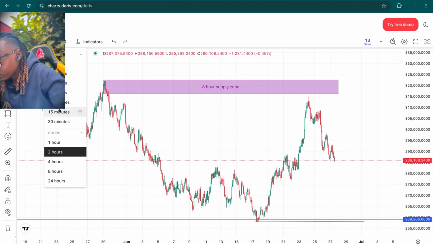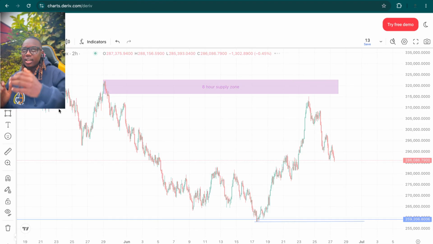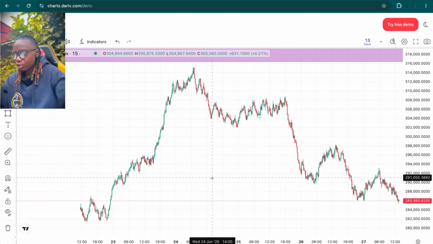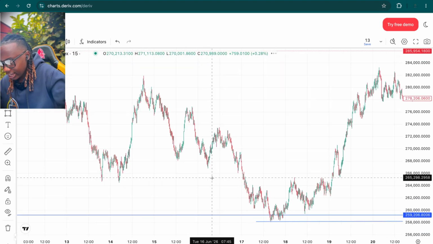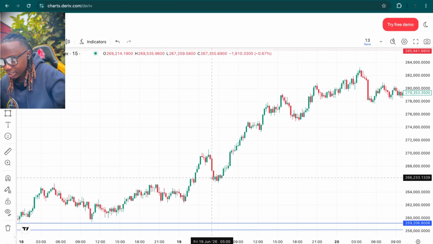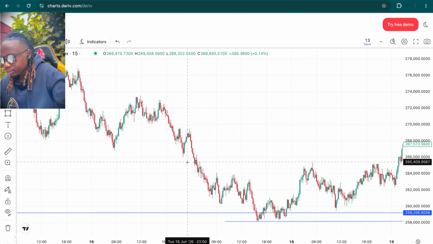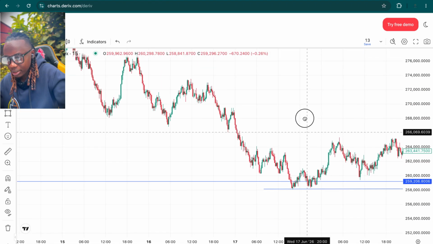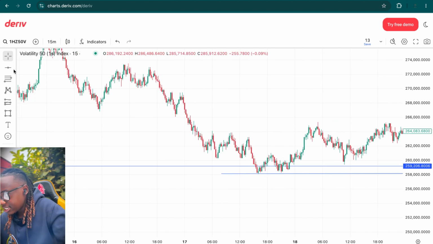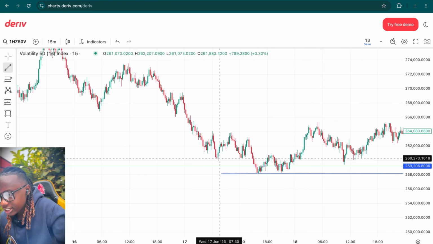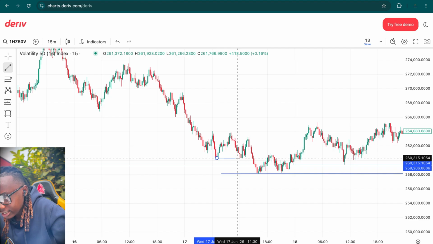and now I had to go all the way to my 15 minutes to look for a good entry. And in my 15 minutes, this is what I was able to find. So in my 15 minutes, price had already given me this low. You can see it there.